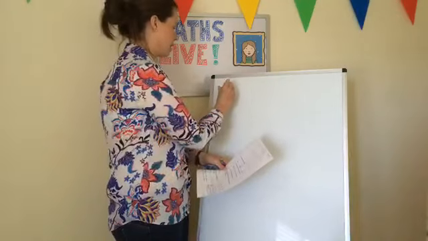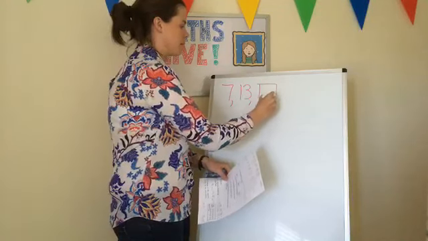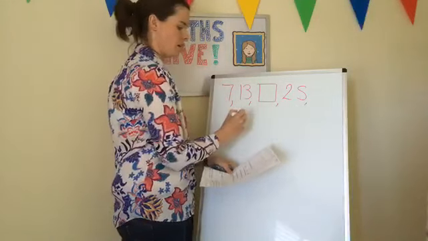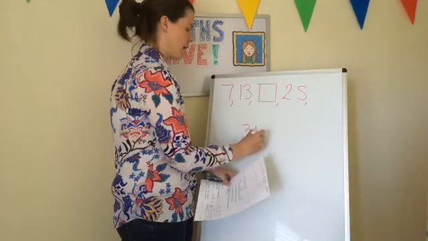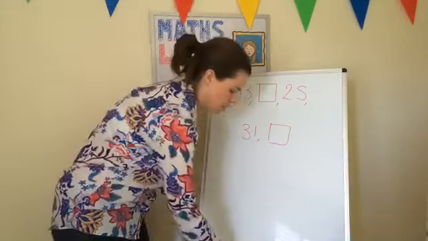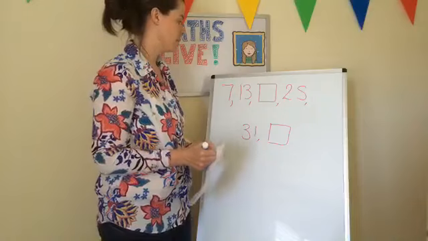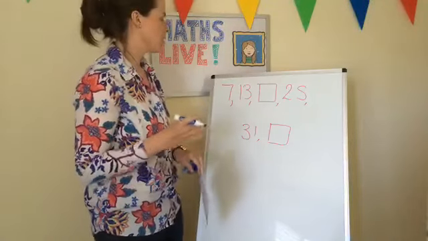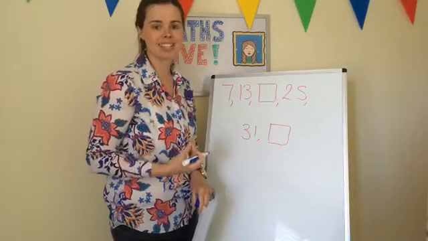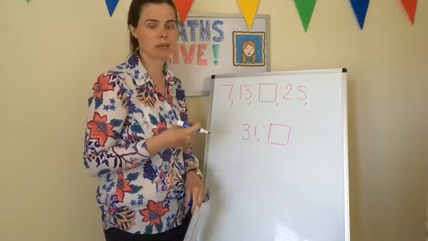So I've got the numbers 7, 13, a missing number, 25, 31, and then another missing number. So this is my number sequence. A number sequence is just numbers put together in a line, and we've got to work out what the missing numbers are. To do that, we have to understand the sequence, and the best way to understand the sequence is to compare the numbers that we've already been given.